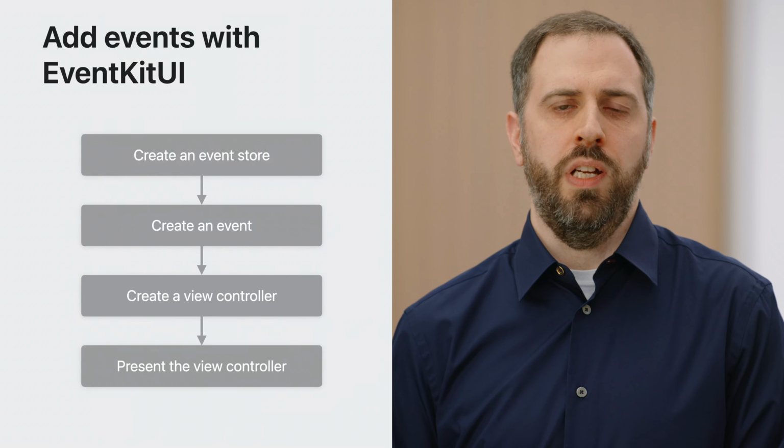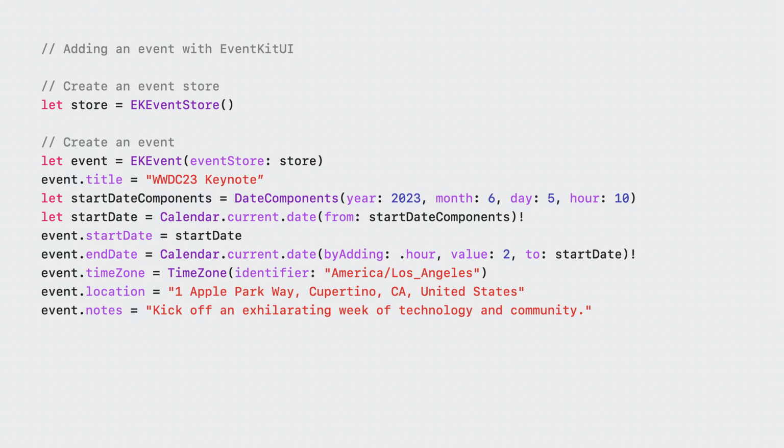Let's walk through this in more detail with some code. Start by creating an event store. Next, create an event and fill in the details. The details you set here will be used in the editor UI. Once the editor is presented, people will have a chance to make changes, but ideally, they can just tap the Add button to confirm, so filling in the right details saves them time.